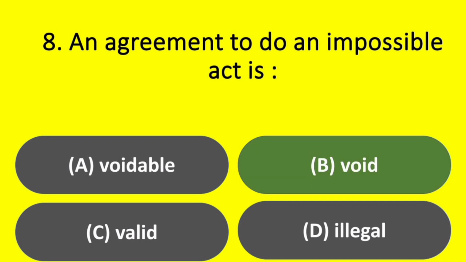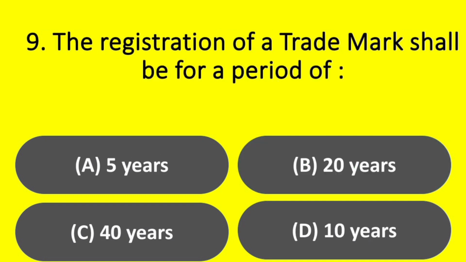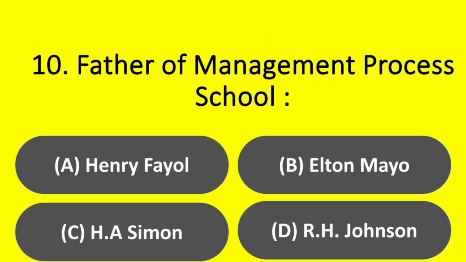Answer: option B, void. The registration of a trademark shall be for a period of option A 5 years, option B 20 years, option C 40 years, option D 10 years. Answer: option D, 10 years. Question. Father of Management Process School. Option A Henry Fayol, option B Elton Mayo, option C H.A. Simon, option D R.H. Johnson. Answer: option A, Henry Fayol.